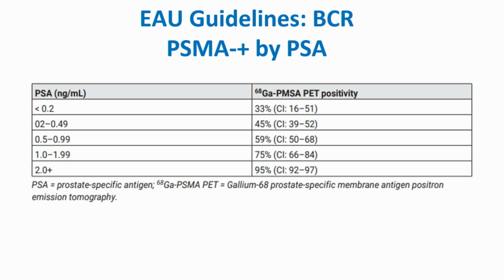And then another thing to keep in mind, as we've already discussed, is that in biochemical recurrence, PSMA positivity increases with increasing PSA. So from this meta-analysis, less than 0.2 is about 33% PET positivity, and when you're greater than 2, it's about 95% PET positivity.